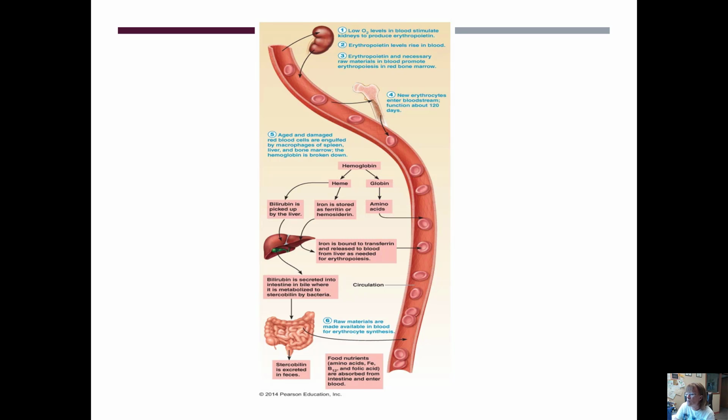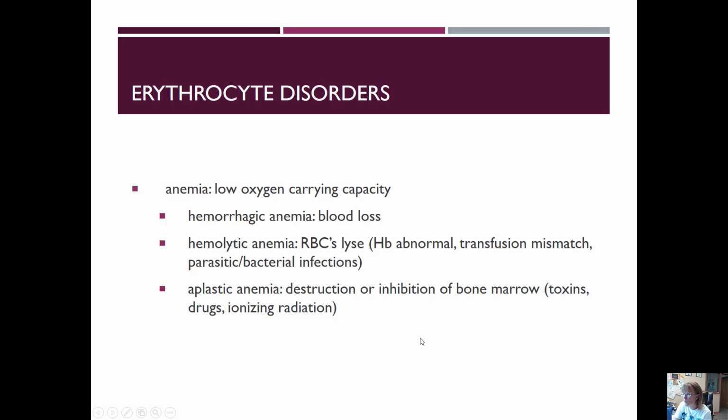And then here is how we get rid of the red blood cells. We'll come back to that because we do have a section on breaking down red blood cells. So I'll come back to that in a minute. But here is some more on anemia. We've got six different kinds of anemia.